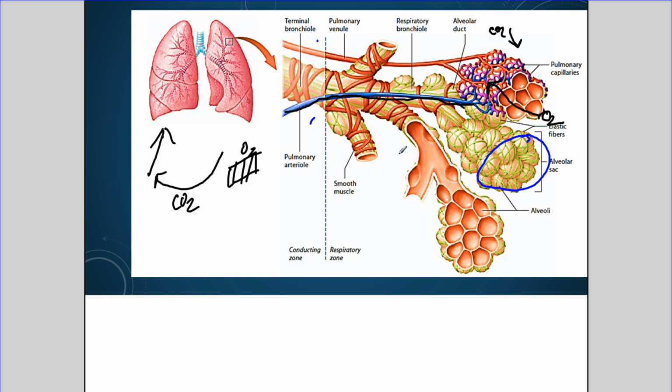Okay, so O2 comes up, and now that we've made the exchange, this is a pulmonary venule, aka pulmonary vein, and it's going to fly back over to the left atrium. Then from the left atrium, we're going to go into the bicuspid valve, into the left ventricle, and out the aortic valve into the aorta, where blood then is going to go out to the body.